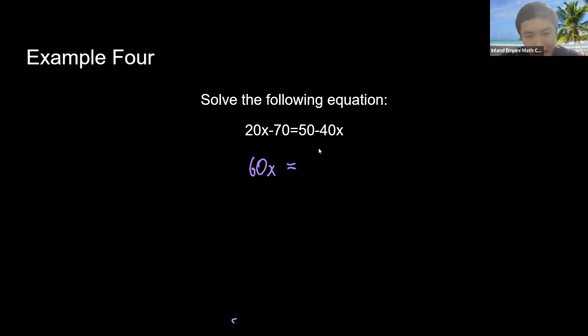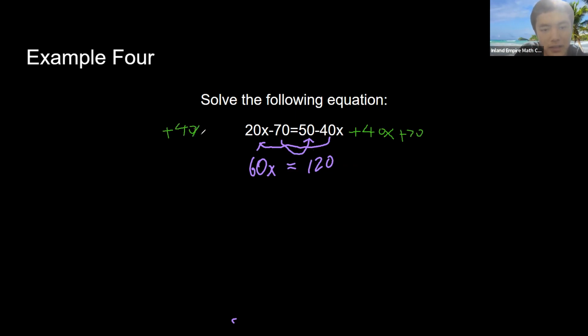And the second step obviously would be to add 70 to both sides too, so that we can combine the integers as well. So you would get 60x equals 120. If that was a little fast, what we basically did is we added 40x to both sides, and we also added 70 to both sides. Like that.